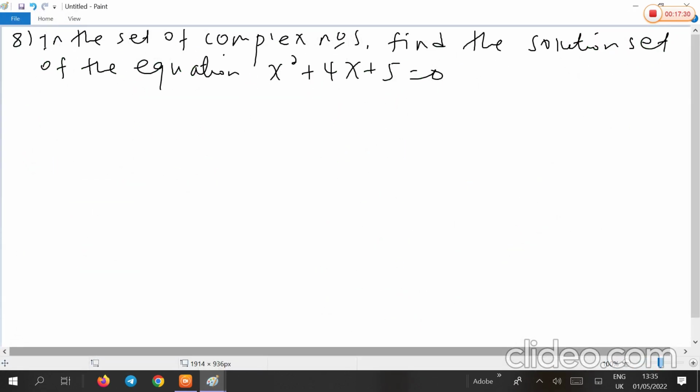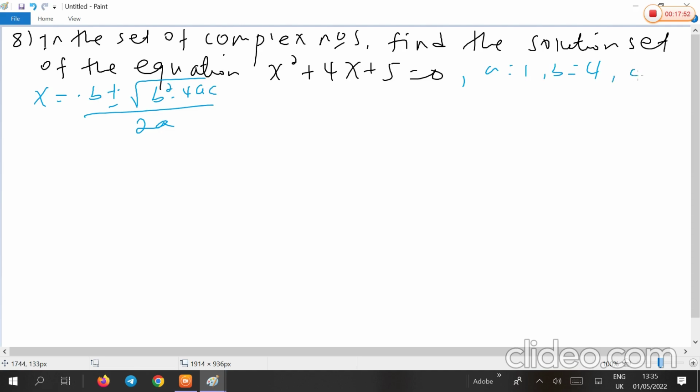In the set of complex numbers, find the solution set of the equation x square plus 4x plus 5 equals 0. So again, it is a quadratic equation. x equals minus b plus or minus square root of b square minus 4ac over 2a. a is 1, b is 4, c is 5 in the given quadratic equation.